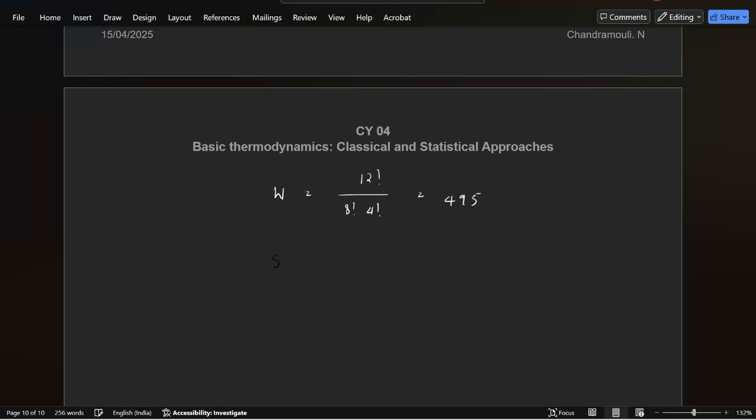Then what is the entropy? Kb ln W, right? So Kb ln 495. What is the value for this? Therefore, entropy is equal to... how much is this?